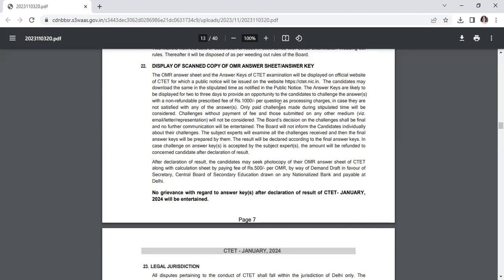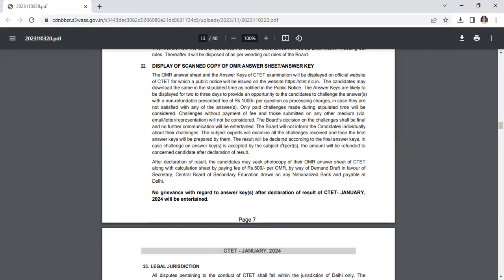The answer keys are likely to be displayed for 2 to 3 days to provide an opportunity to the candidates to challenge the answers with a non-refundable prescribed fee of ₹1,000 per question as processing charges, in case they are not satisfied with any of the answers. Only paid challenges made during the stipulated time will be considered. Challenges without payment of fees, or submitted through any other medium, will not be considered. The board's decision on the challenges shall be final and no further communication will be entertained. The board will not inform the candidates individually about their challenges.